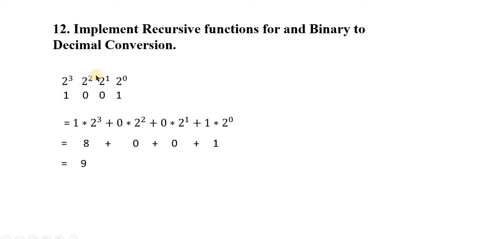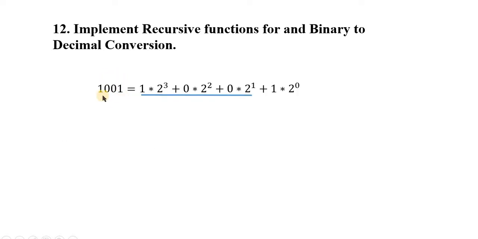And to compute the value of this number, we need to multiply it by its respective places. That is 1 into 2 raised to 3 plus 0 into 2 raised to 2 plus 0 into 2 raised to 1 plus 1 into 2 raised to 0, giving us a total value of 9. This is how you convert a binary number into a decimal number. You multiply it with the respective place values.